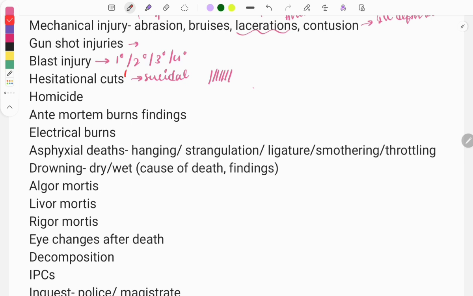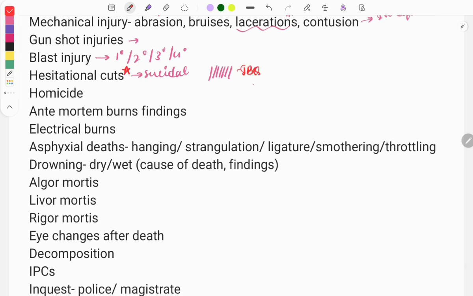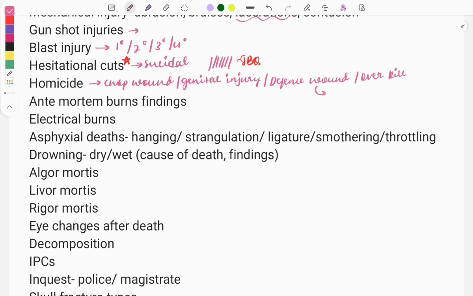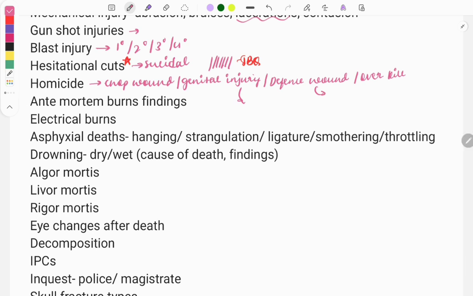Image-based questions are also asked, and it is a very important topic, frequently repeated. Then there are certain findings which are suggestive of the homicide, like the chop wounds, genital injury, defense wound, and overkill. Defense wounds are mostly found in the accessible parts like the hand. There are multiple cuts, and genital injury, injury to the scrotum. Okay, these are suggestive of the homicide. Usually image-based questions are asked.